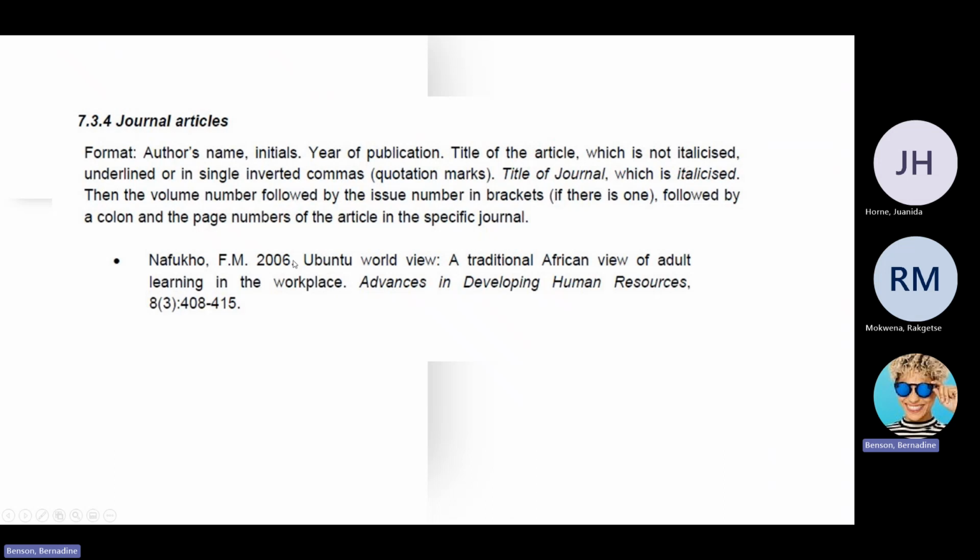So it's just the normal title of the article, and then you have a full stop, and then you have the title of the journal, which is italicized because it is published. So there's the title of the journal. Then there's a comma and space. You have volumes and you have editions. So this would be volume 8, edition 3. Sometimes it's just a volume, and then you would have 8. Then you would have a colon, no space, and then all the pages of that specific article.